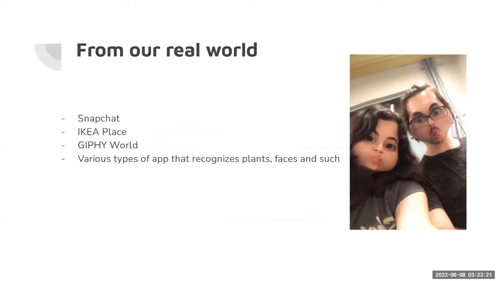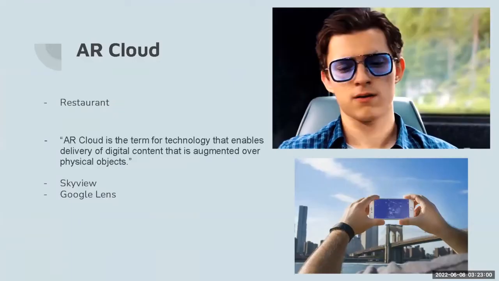So from our real world, we have Snapchat, which uses face recognition to put funny filters on our faces. IKEA Place uses your space to place real IKEA furniture and shows how it will look. Giphy World creates a real life movie effect using your camera, and there are various other types of apps that recognize plants, faces, and such.